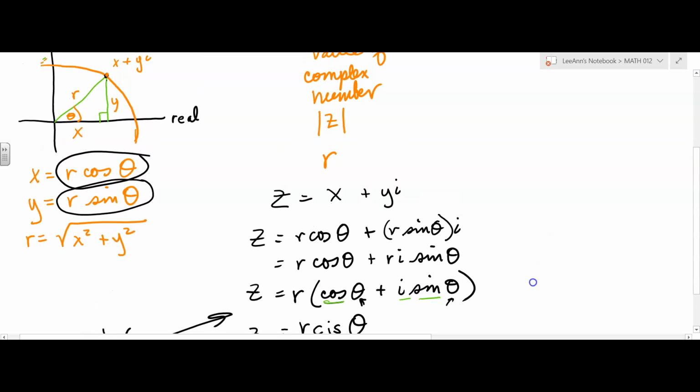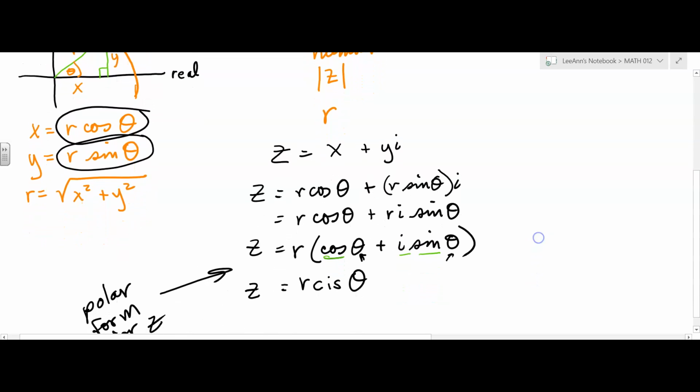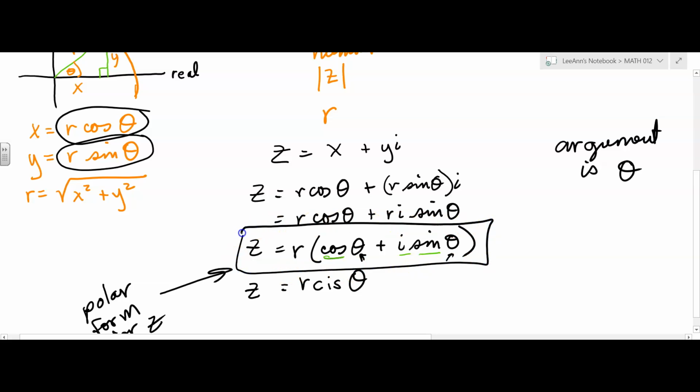Okay, now, I scrolled up. What is the argument? The argument is theta, okay? So when they talk about the argument for that, they're talking about theta. Okay, so that's where the polar coordinates come from for a complex number. We're going to probably be using it in this form for the most part.